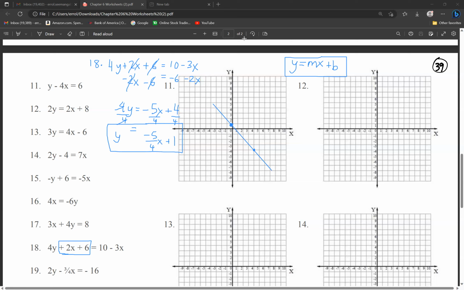All right, we're on 19 now. All right, tell me about 19. What are we going to do to 19? 2y minus 3 over 4x equals negative 16. Okay, what are we going to do there?